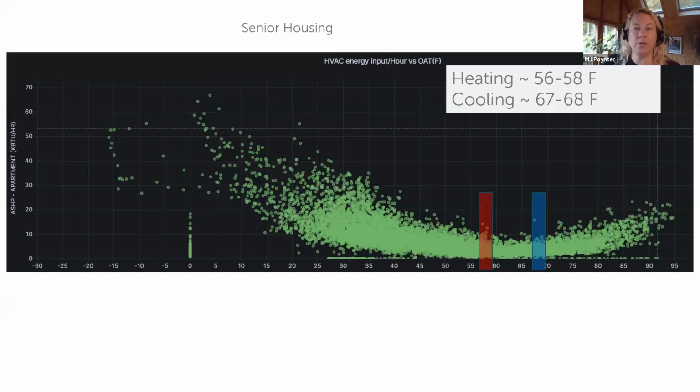Here's another example, and this is showing kind of a wider range of not needing heating and cooling. But again, this was senior housing, so you're going to see heating starting a little bit earlier. Around 50 degrees is when it really starts picking up and you can see the heating. And on the flip side, the cooling is pushed out a little bit because seniors have the tendency to not like as much cooling. It's not starting until like 68 degrees.